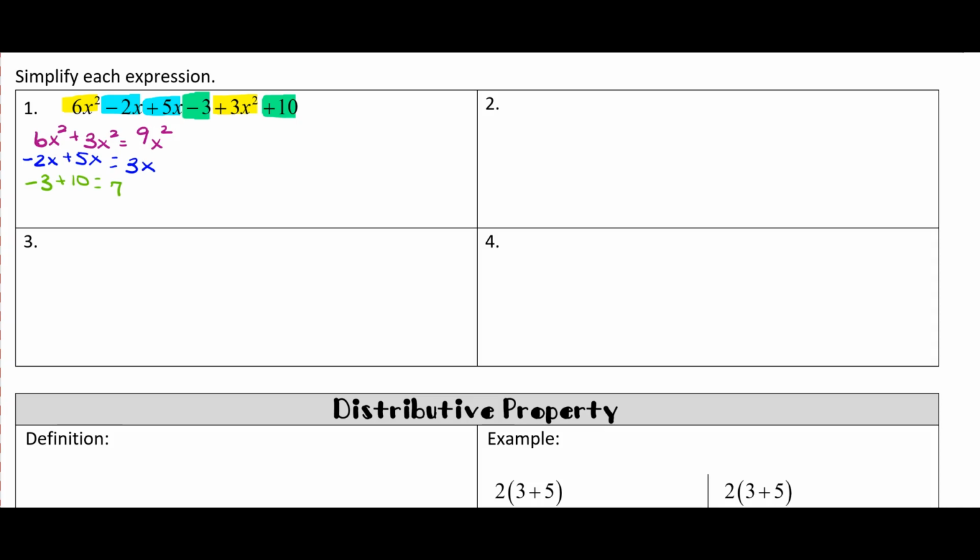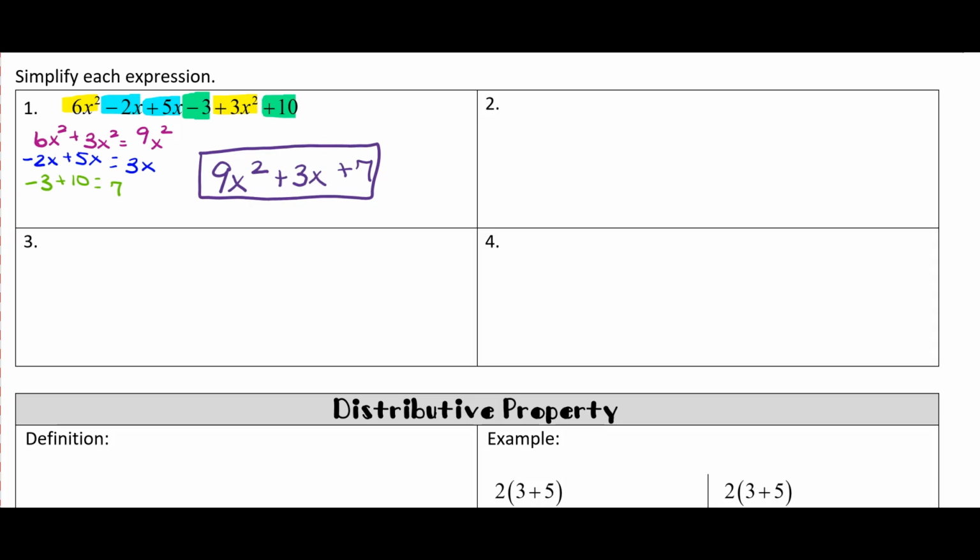Now the last step is to put all of these together. Order doesn't matter, however in the future it will. So we tend to like to put the highest power first. So in this case 9x squared has the highest power. So I would write 9x squared. 3x is positive, so I'm going to put a plus 3x. And then 7 is positive, so plus 7. And that would be our final answer, 9x squared plus 3x plus 7.